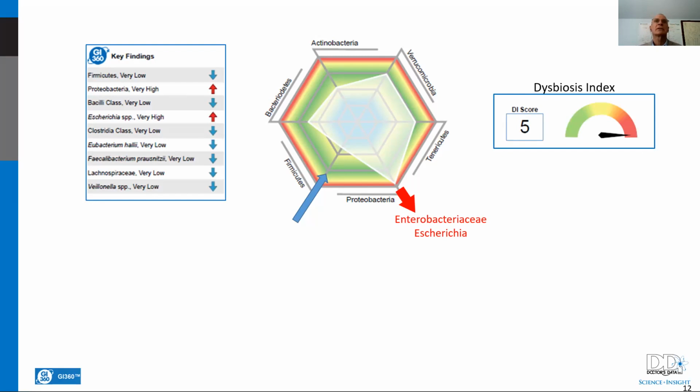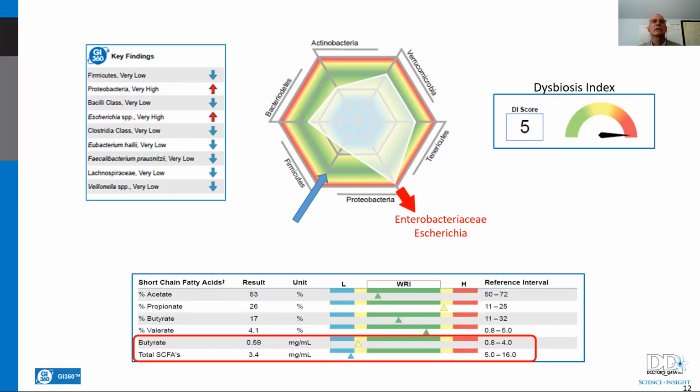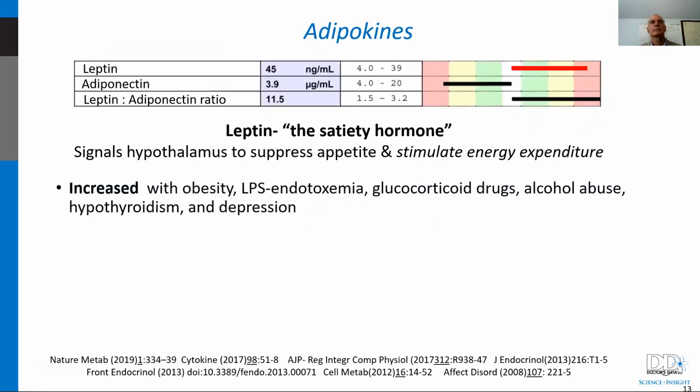When we look at the details of what the patient had, we can see the increase in the Proteobacteria, Escherichia species, and then the significantly low, greater than two standard deviations or more low levels of the primary butyrate producers, which, not surprisingly, when we go further into the GI 360, we can see the short chain fatty acid status being very dismal and the butyrate levels being extremely low. So not a good situation, setting up for increased permeability and endotoxemia.